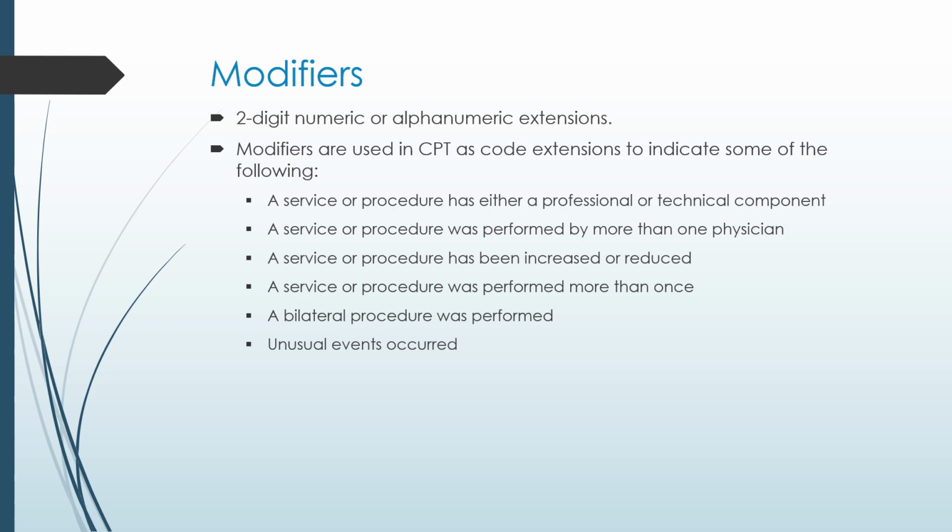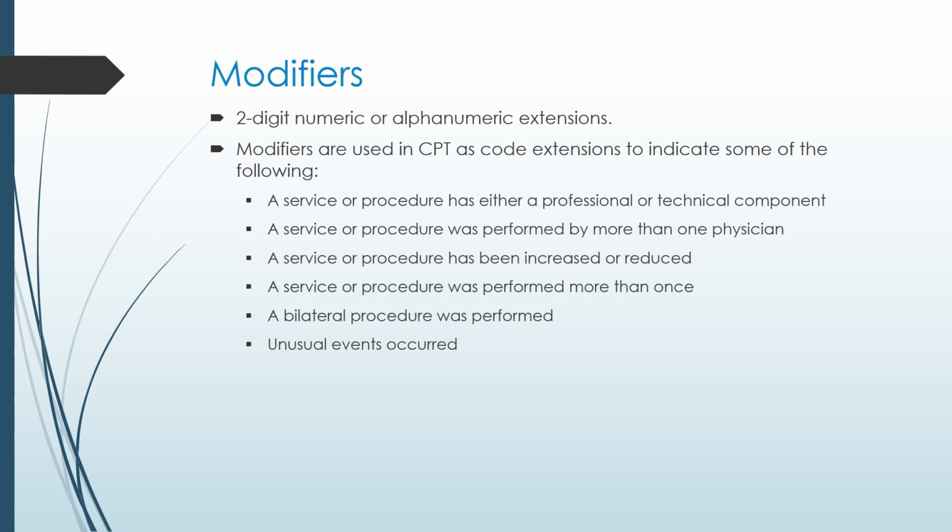Vice versa from that, we might use a modifier to report that a procedure or service was reduced. A good example of this is if you administer anesthesia for a patient. Let's use cardiac catheterization, for example. We take the patient to the cath lab, we've sedated that patient and administered the anesthesia, and let's say the patient's blood pressure drops significantly. That puts the patient at risk for moving forward with the procedure. In that instance, we've already performed the anesthesia on that patient. We've already prepped that patient for the procedure.